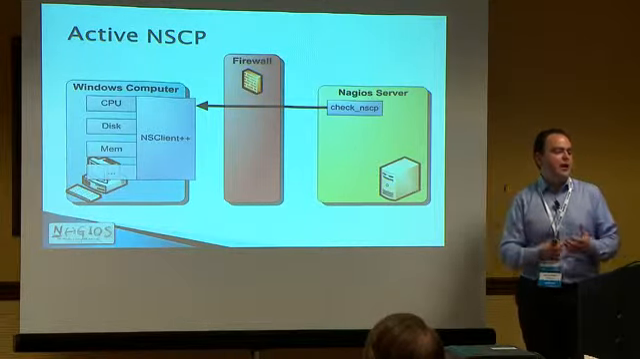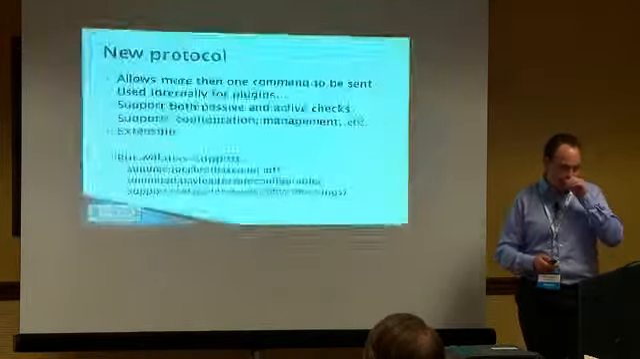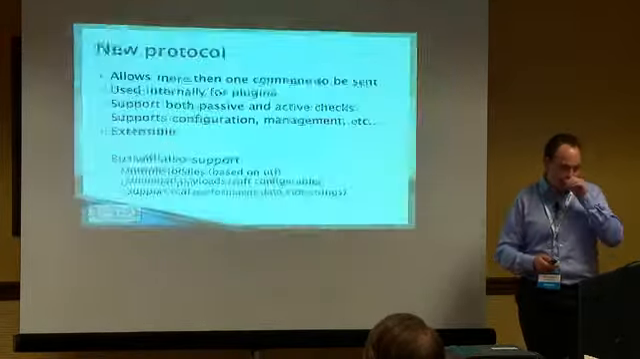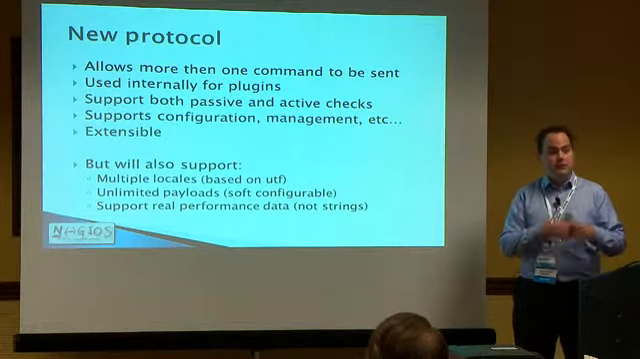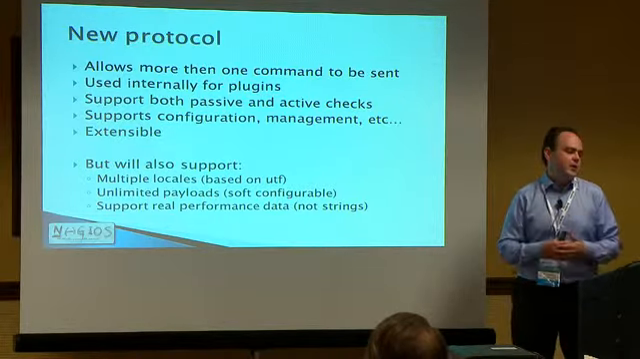So that was sort of the driving points. As I said, it allows more commands to be sent. It is used internally for plugin communication, which means that there are no buffer limits anywhere internally in NSClient++. Even if you're using NRPE, the only buffer limit is the NRPE agent. It supports both passive and active checks.